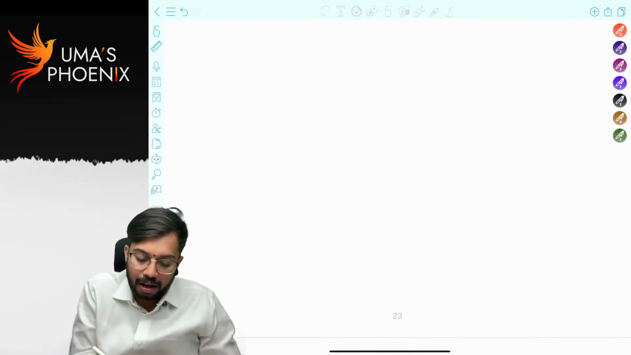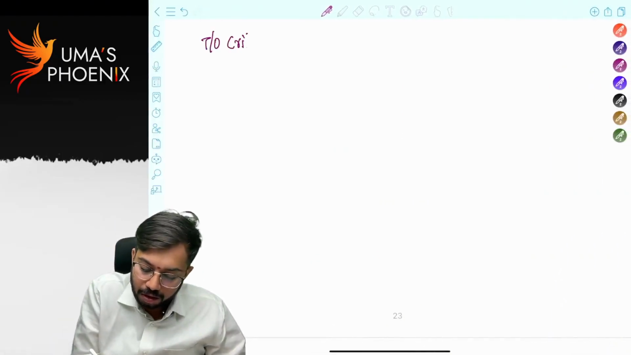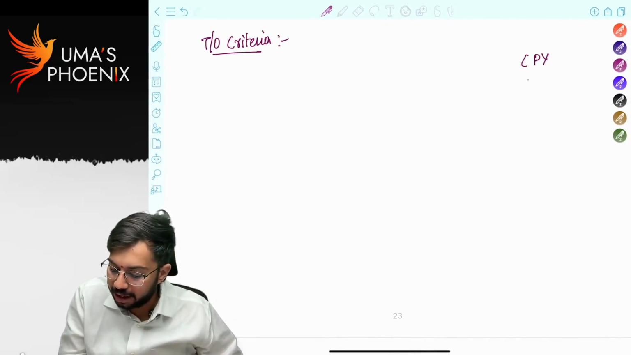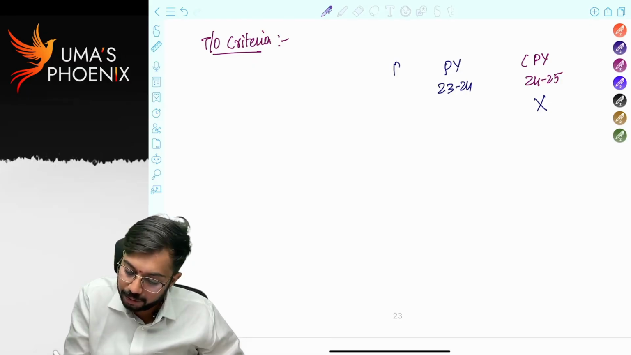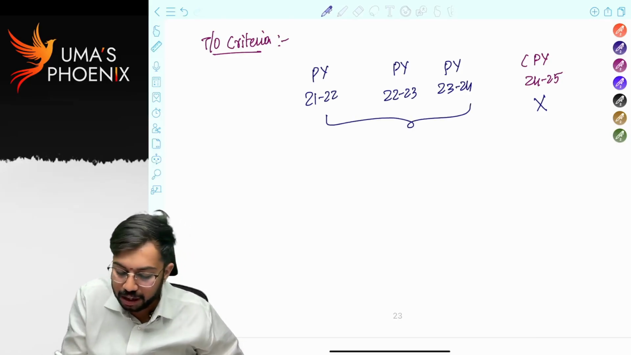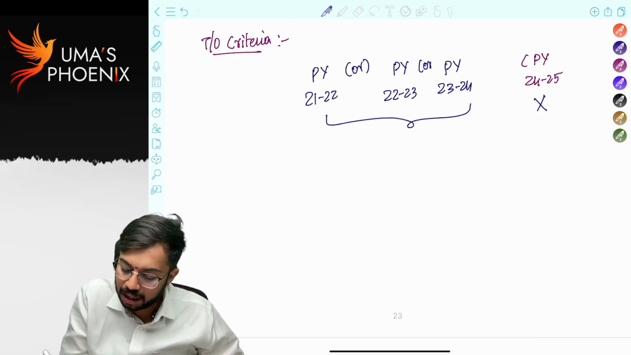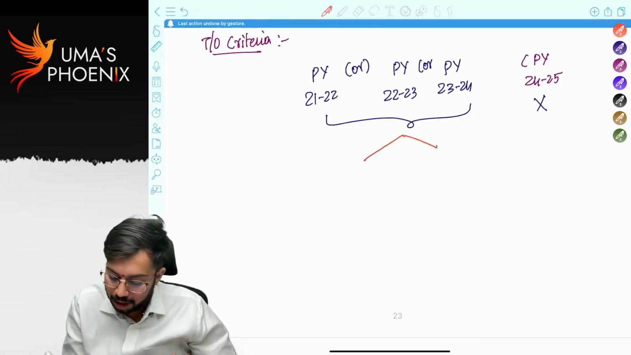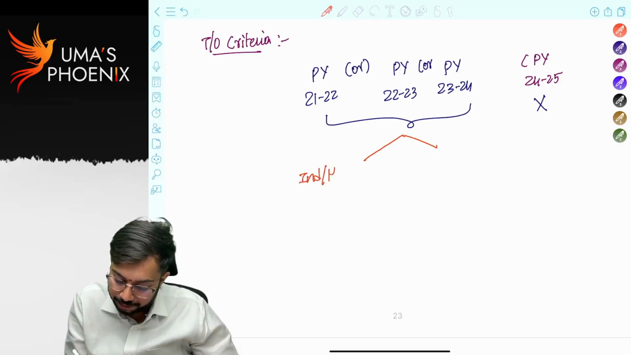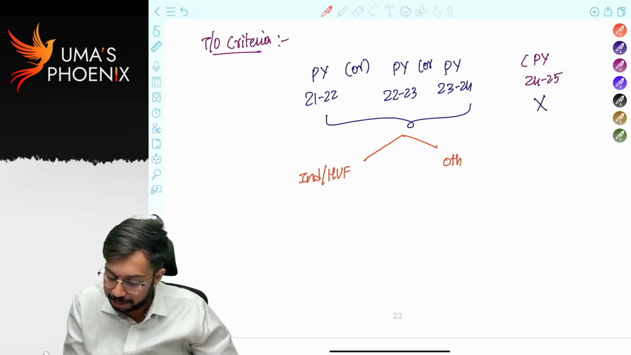So next, turnover criteria. What is the current previous year? The current previous year is 24-25. Ignore the current previous year. Take the last 3 previous years: 23-24, 22-23, 21-22. The conjunction is "or": out of the last 3 previous years, for any one of the previous years, in case of individual or HUF, and in case of other persons.